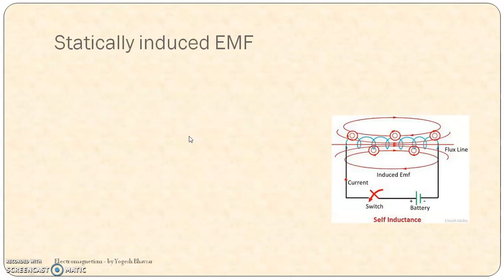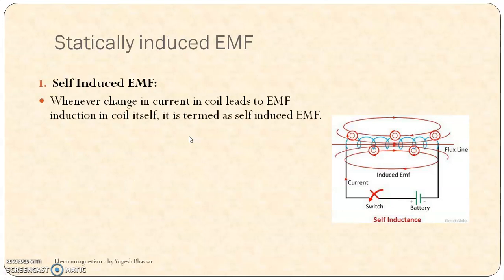Now the second thing is statically induced EMF. In statically induced EMF, first we'll see self-induced EMF. Whenever the change in current in a coil leads to EMF induction in the coil itself, it is termed the self-induced EMF. So what does it mean? Let us say this is the solenoid. The coil is wound on a core, and it is given the supply. As soon as current flows through this coil, it produces a magnetic field around it. Now look at that. This magnetic field will again induce an EMF in the coil itself.